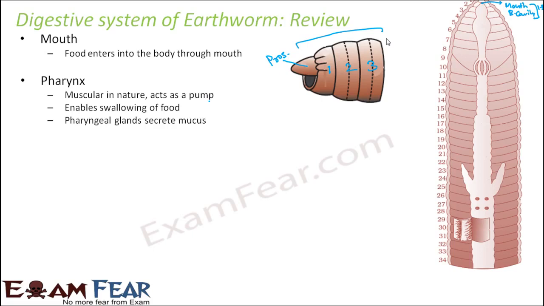Then comes the pharynx, which is a muscular structure and acts as a pump. It enables the swallowing of food. Also, pharyngeal glands secrete mucus. So what happens in pharynx? This structure which you see here is the pharynx. Since it is muscular in nature, there is some contraction and relaxation happening there, because of which it allows the food to move into the esophagus. And also there are some glands present there which secrete mucus. Mucus, being a slimy substance, makes the food even softer and also helps in the movement of the food.